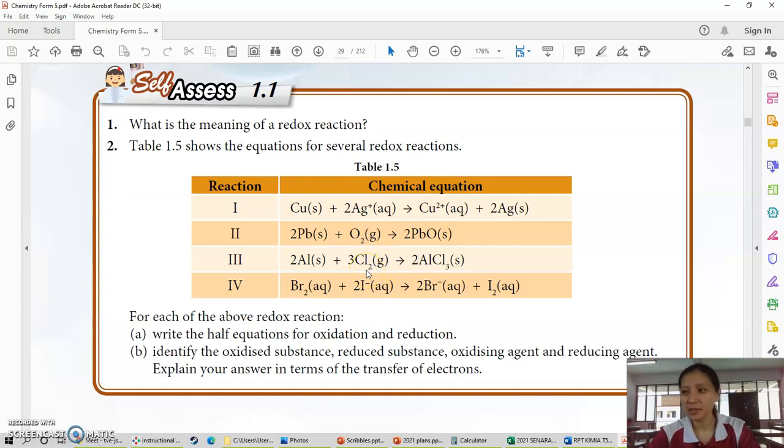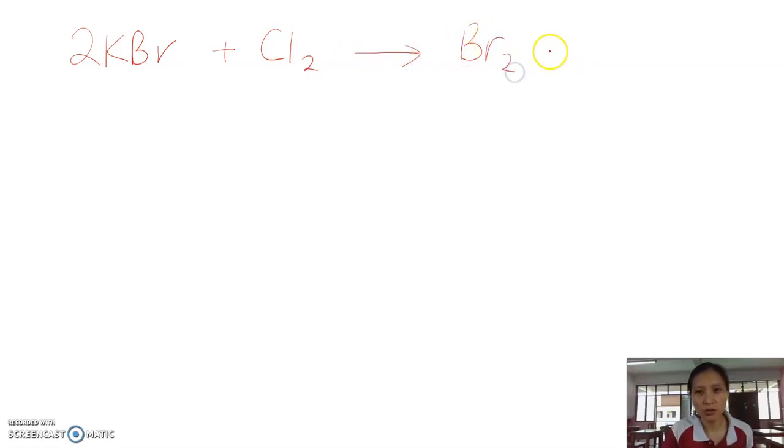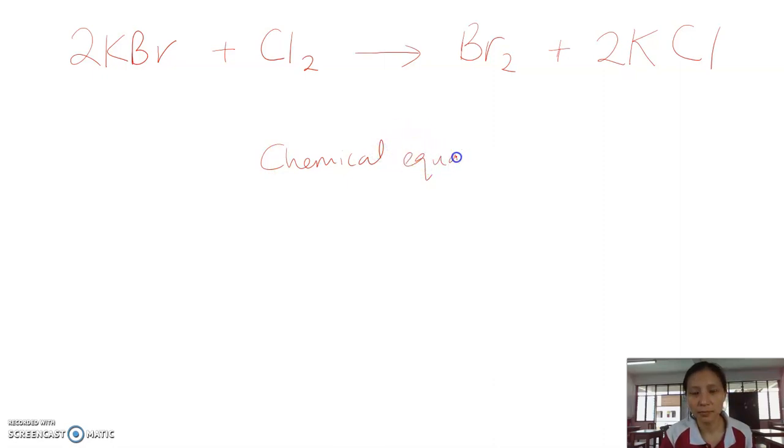Okay, so the first one we're going to use is this chemical equation: 2KBr plus Cl2 gives you Br2 and 2KCl. So this is a chemical equation, right? So from here I want to write half equation.